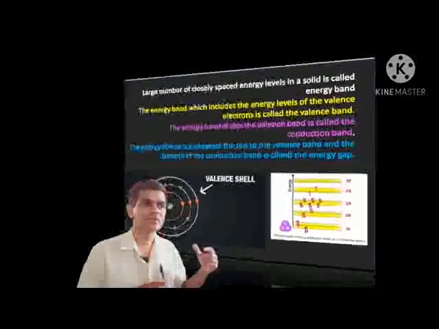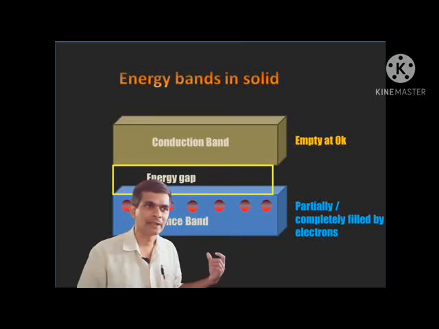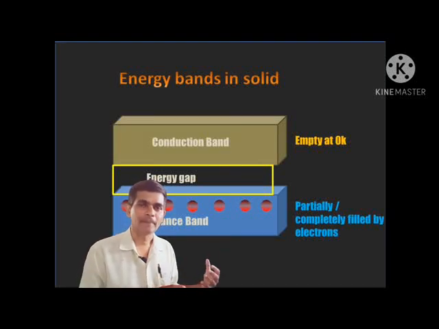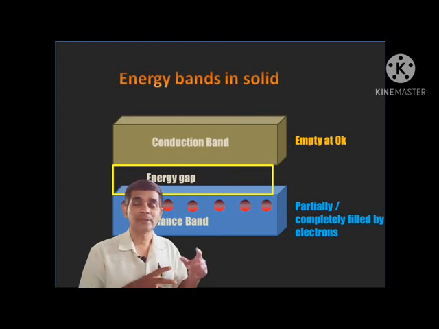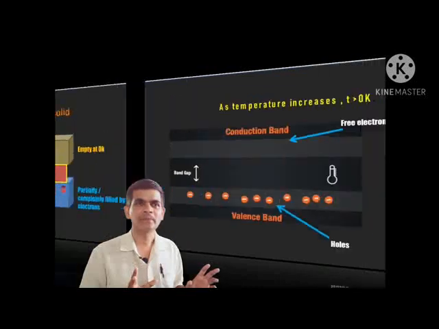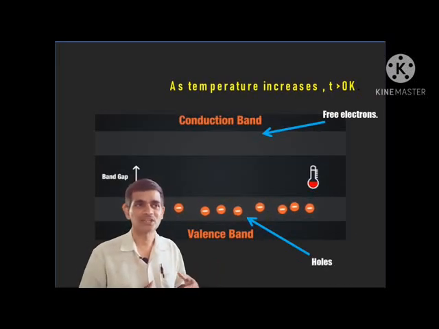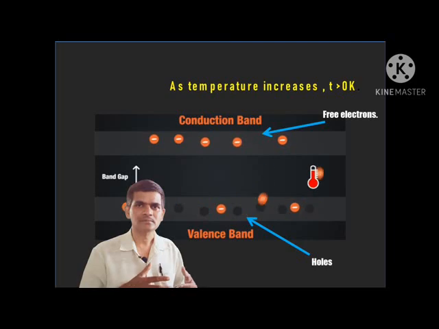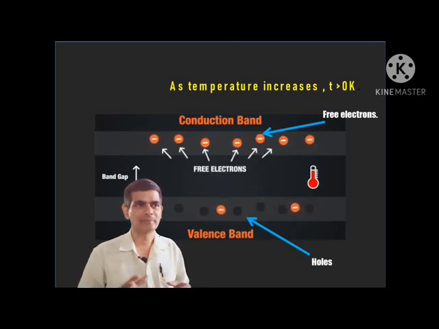Once again you can see in the pictures the valence band, which is partially or completely filled by electrons. Few electrons you can observe in the valence band, and above it there is the conduction band, which is empty at 0 kelvin. The gap between the valence band and conduction band is called the energy gap or forbidden energy gap. Based on this energy gap, we can easily explain the classification of solids as metals, insulators and semiconductors.